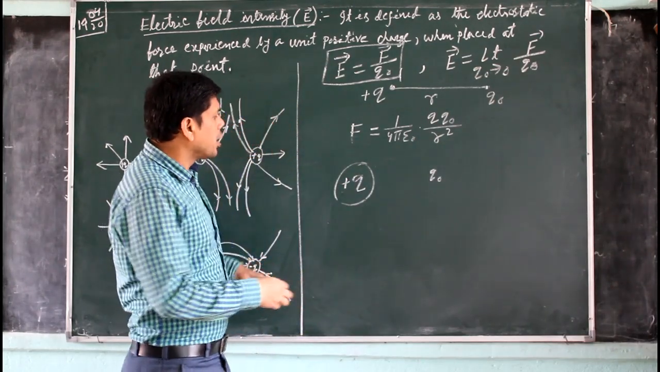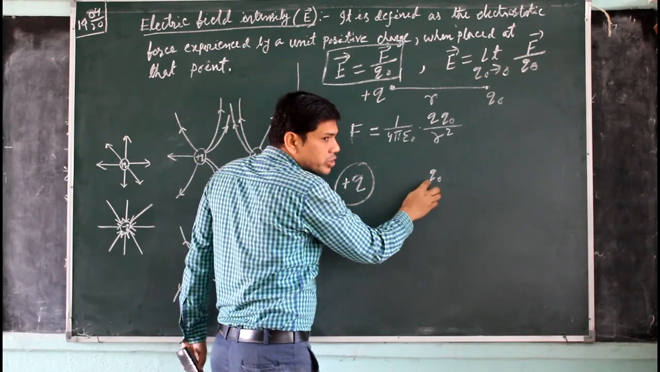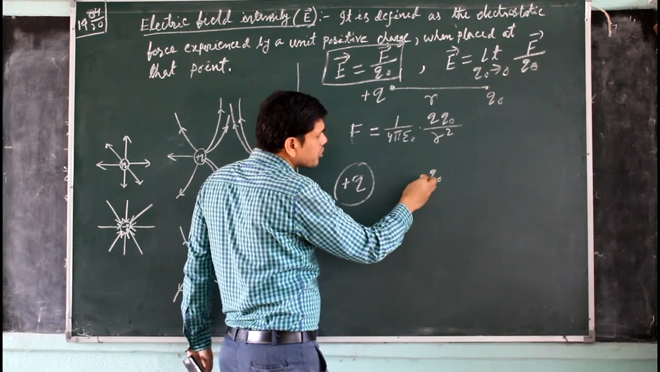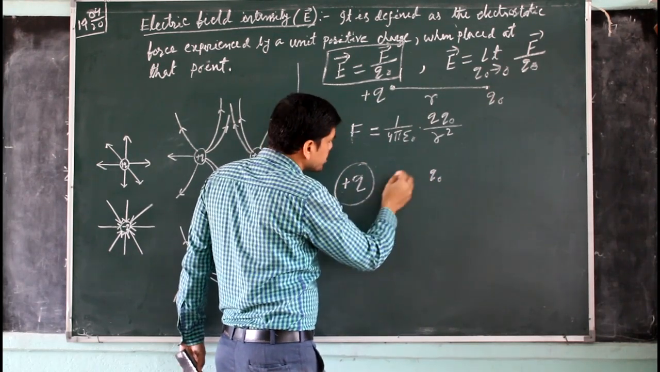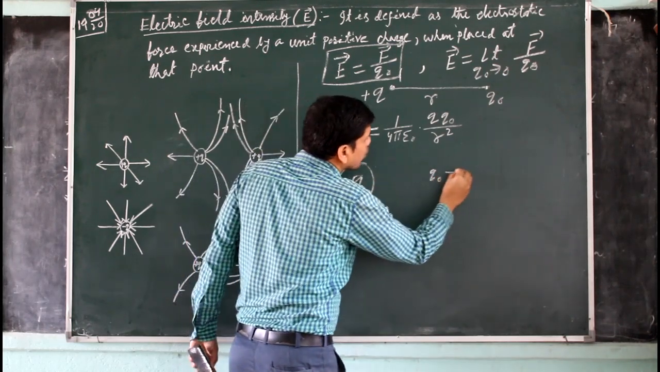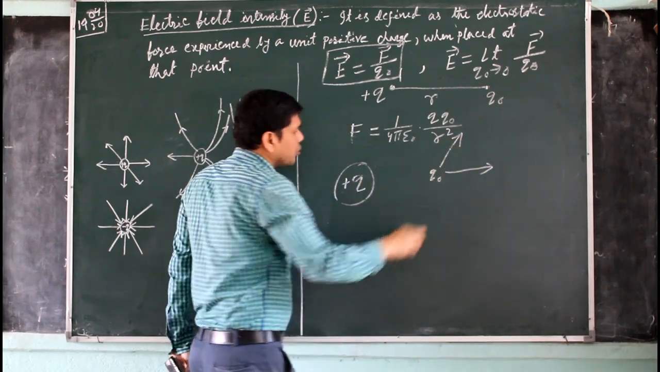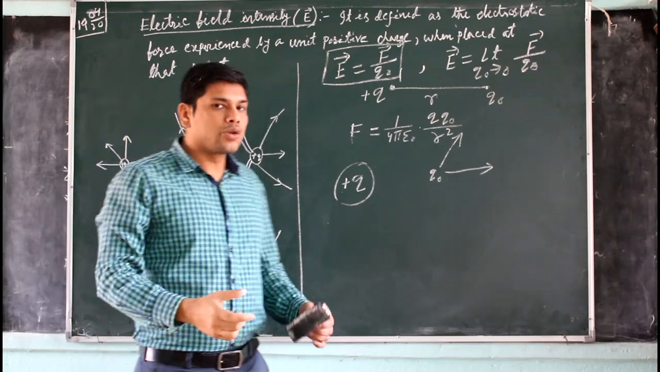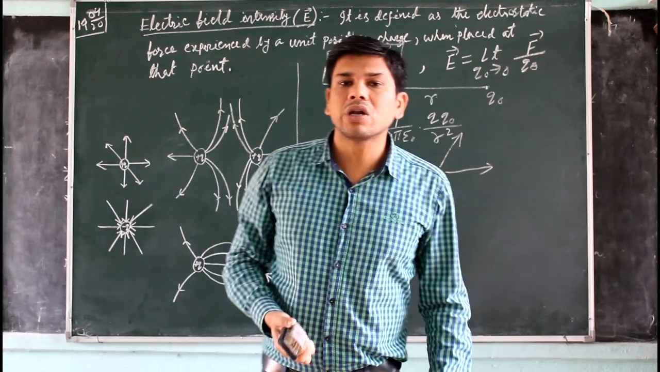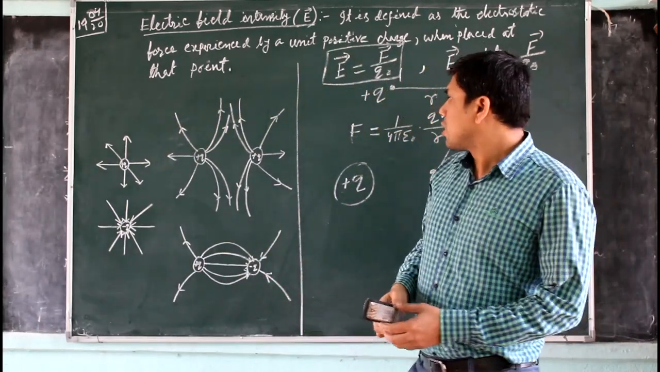Due to this repulsive force, what will happen? This test charge is very small, so it is free to experience this Coulomb's repulsive force. So it will move along this direction, maybe along this direction. So this is due to electric field lines. Now we cannot visualize these electric field lines. It is an imaginary concept.